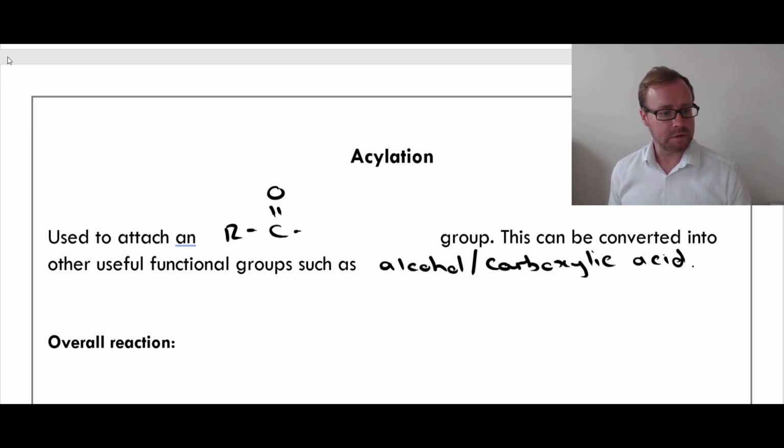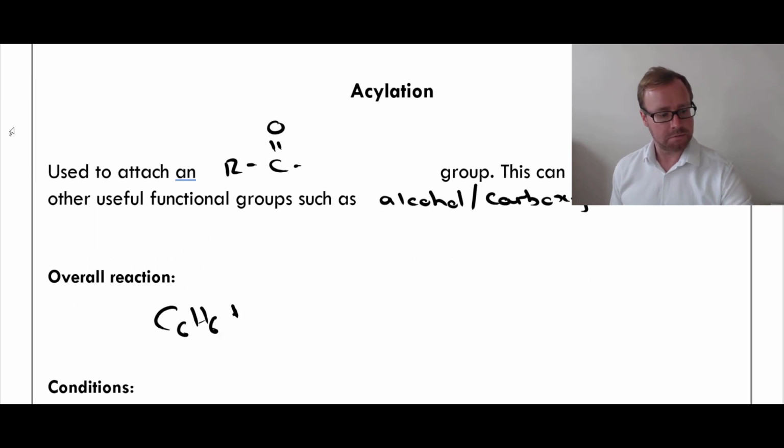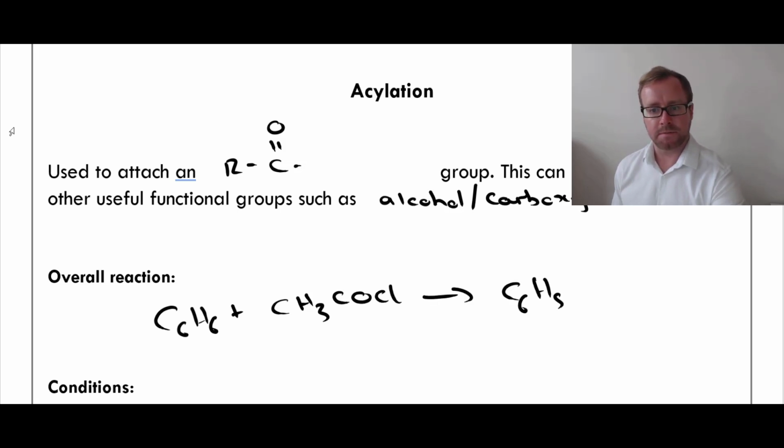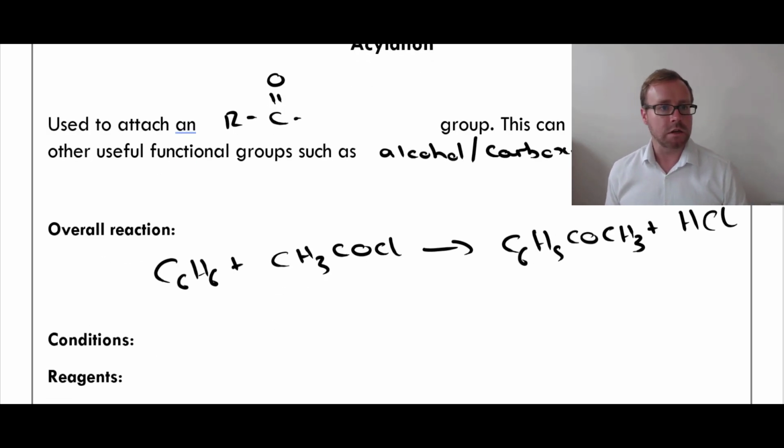Okay, so our overall reaction: C6H6 plus CH3COCl forms C6H5 C double bond O CH3 plus HCl. Sorry, I just made a mistake there. We have the Cl here, and we have the CH3.